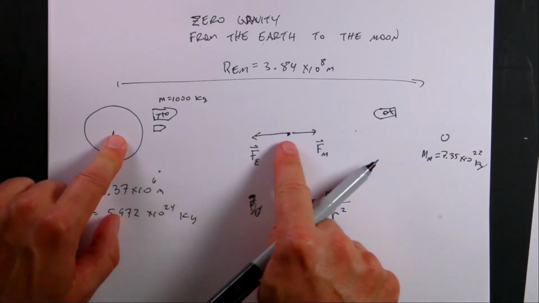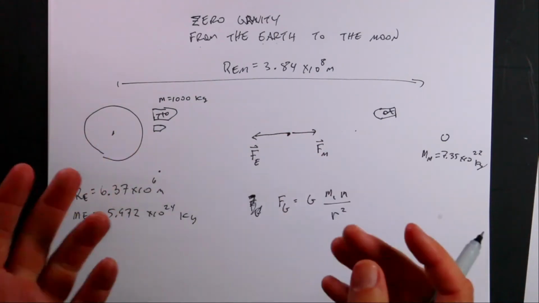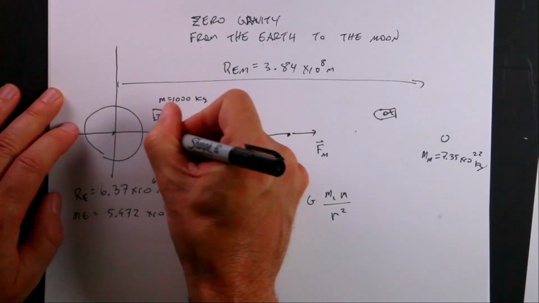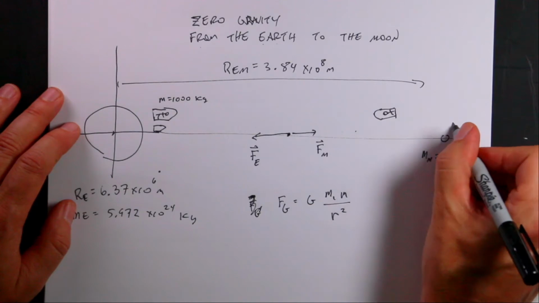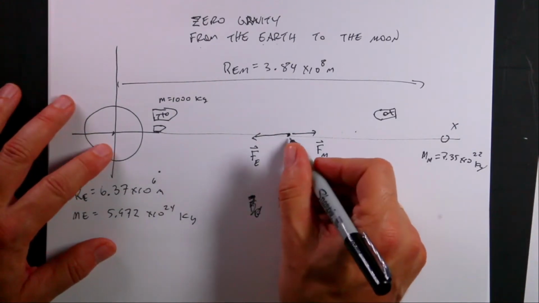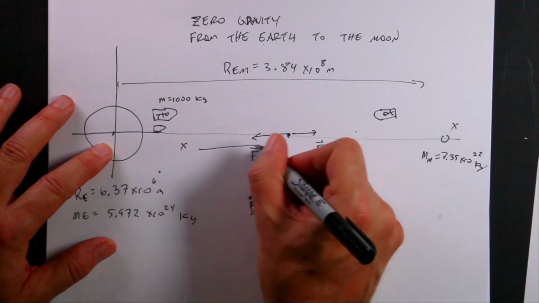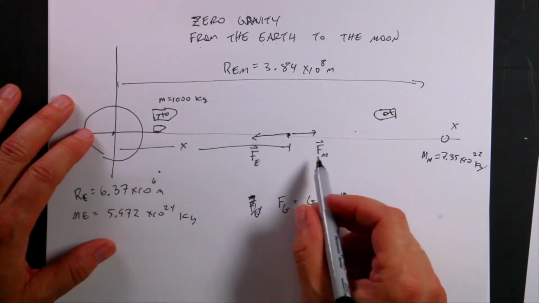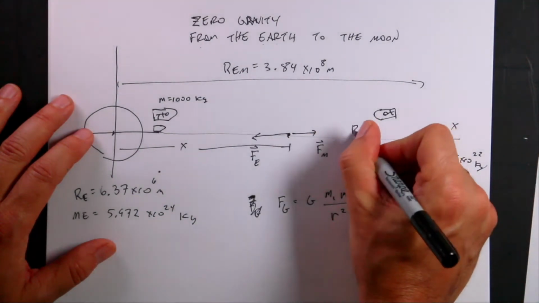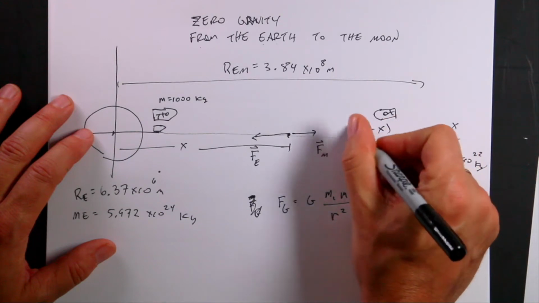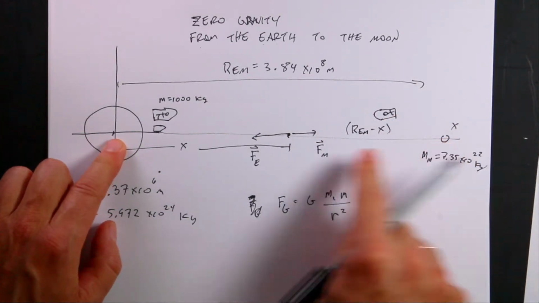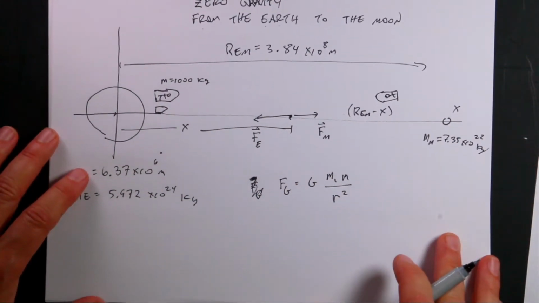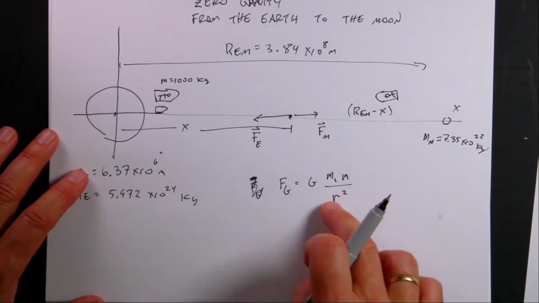So as I move further away, these forces are going to change. And so the question is, at what point are they the same? So let's say this is the origin and this is the x-axis. In that case, I can say their location is x. And then if this is the distance R_EM, then this distance is going to be R_EM minus x, right? Because here to here is R_EM, here to here is x, so the leftover distance is going to be R_EM minus x.